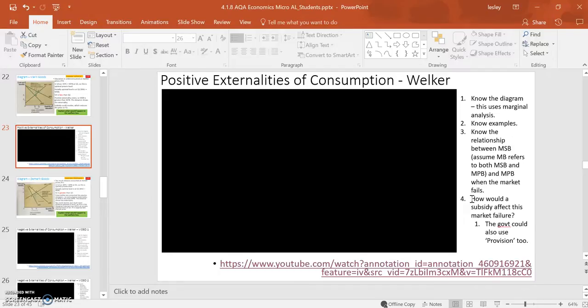However, why not? Here we have a subsidy on the production side, which is quite interesting, in order to get us nearer to the perfect allocation, or the socially optimal allocation. And he talks about the government using provision as well.